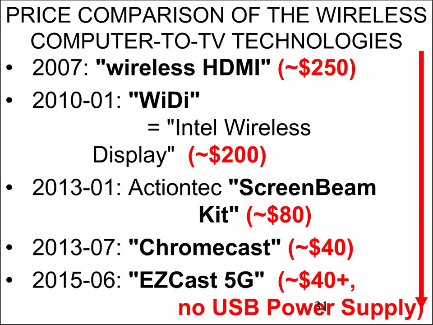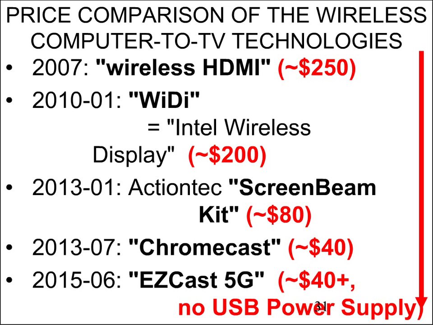Then, about 3 years later, Intel came out with the idea of putting some of this wireless capability inside laptops and TVs. So basically, this is a chipset technology that you add to TVs and to laptops. Then, in 2013, Actiontec came out with their Screen Beam Kit. It has a transmitter for the computer and a receiver for the TV. So you insert all this stuff in, install their software, and you have a good wireless connection between your computer and your TV.